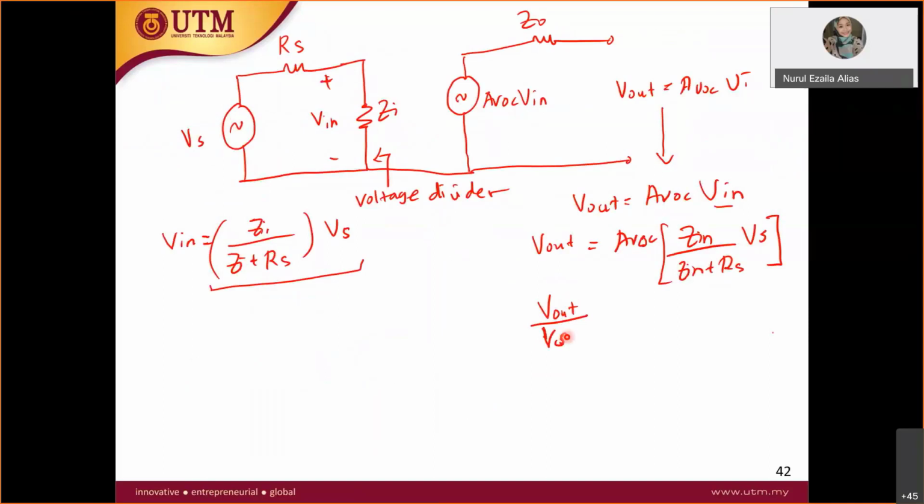Therefore, V out over Vs is equal to, so you take this V out down here, and you will get AVOC times Z in over Z in plus RS. That's how you get it. So this part has a new name now. We call it AVS, meaning the voltage gain referring to the source. Referring to the source means V out over Vs, not V out over V in.